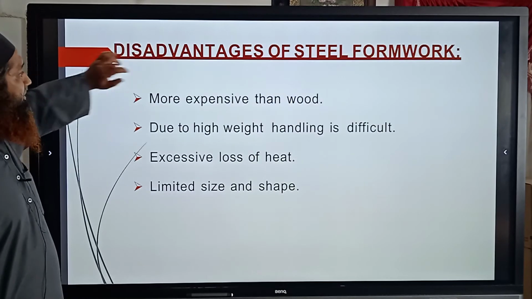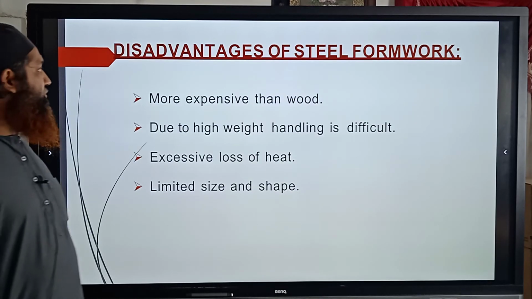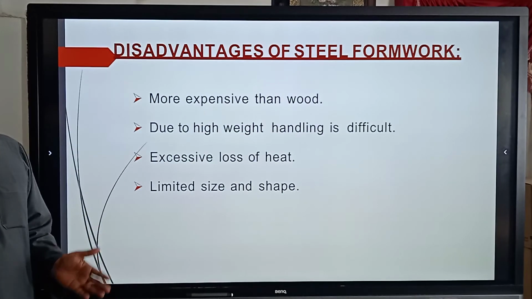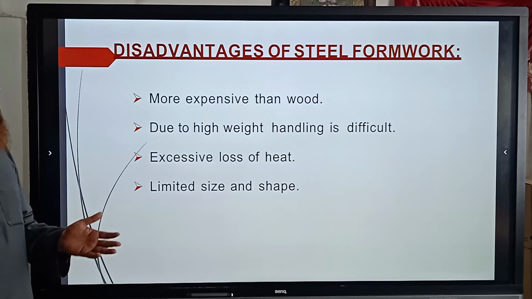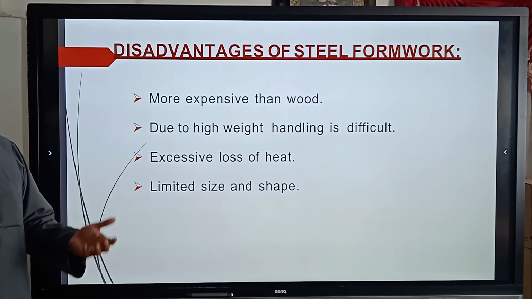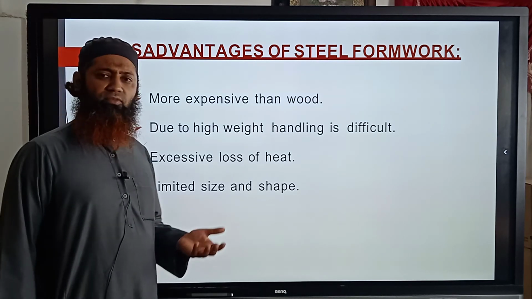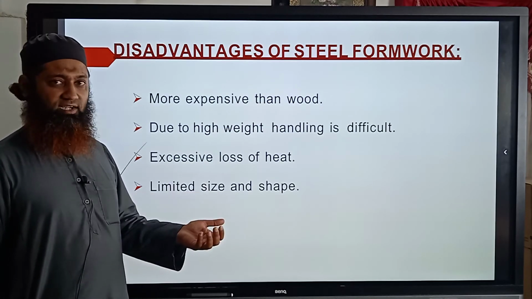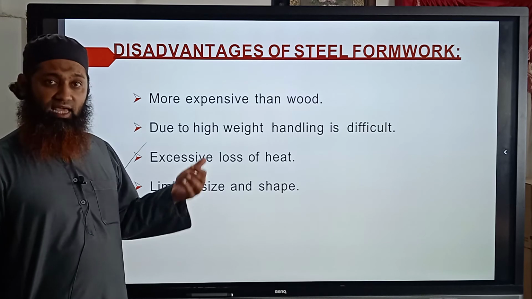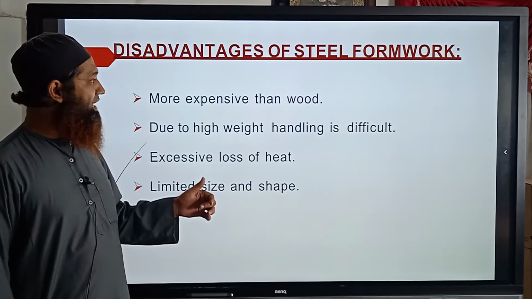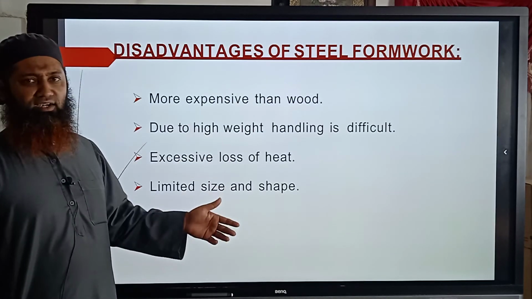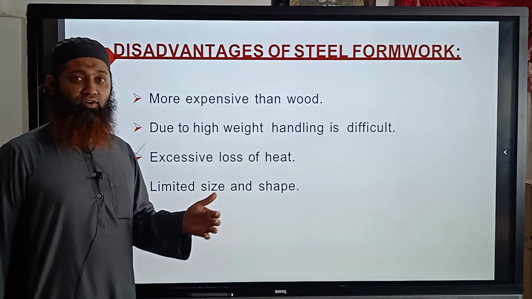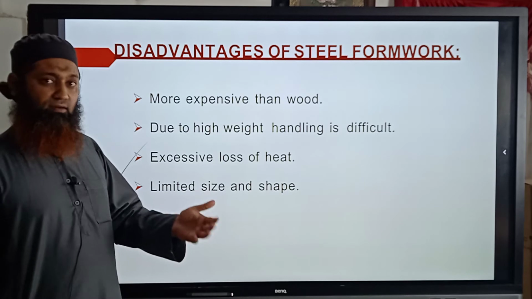Let us see what the disadvantages of steel formwork are. It is more expensive than wood. The cost increases because we are using steel formwork, whereas with timber formwork the cost can be reduced a lot. Also, the time consumption is long; here the time can be reduced. So this is a disadvantage. Everything has advantages as well as disadvantages, but still steel formwork is used more extensively than timber formwork.